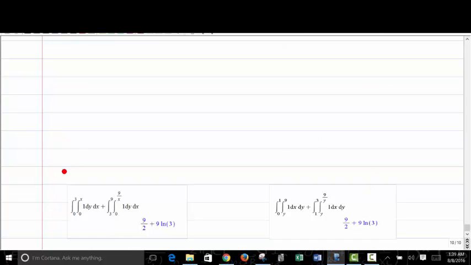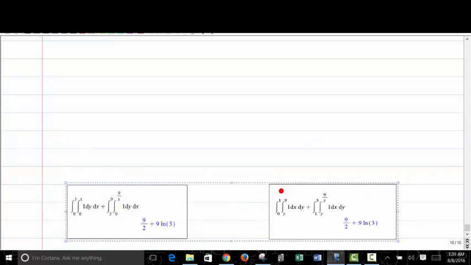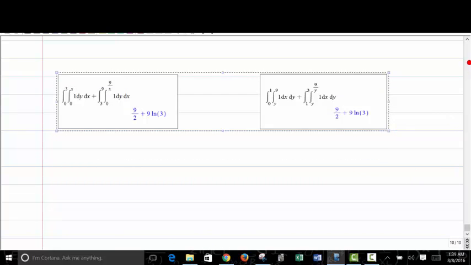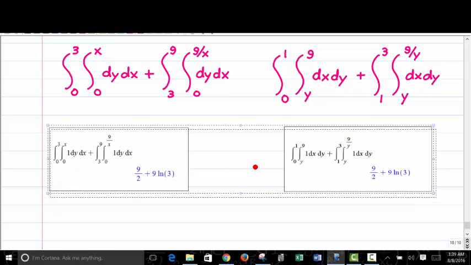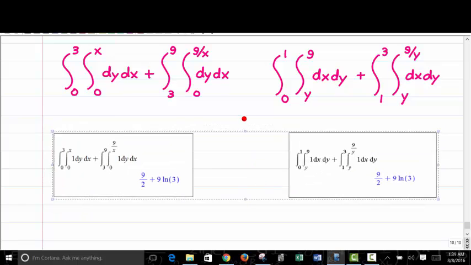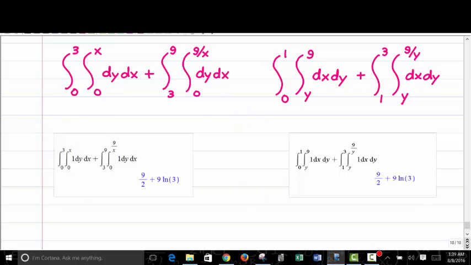And I put both those setups in Maple. Both yield the same answer, 9 halves plus 9 natural log of 3.